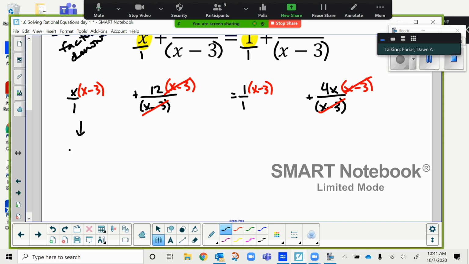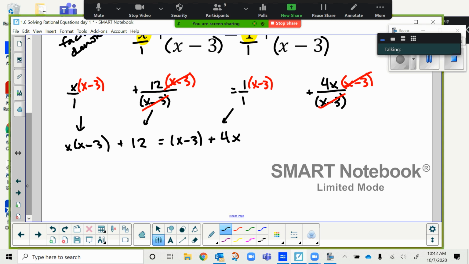We have x times x minus 3 from the first fraction. We just have 12 from the second one. And then 1 times x minus 3 on the right-hand side. You don't have to write the 1. And then just 4x. And here we distribute this x through. x squared minus 3x plus 12. And then on the right, we can combine x and 4x.